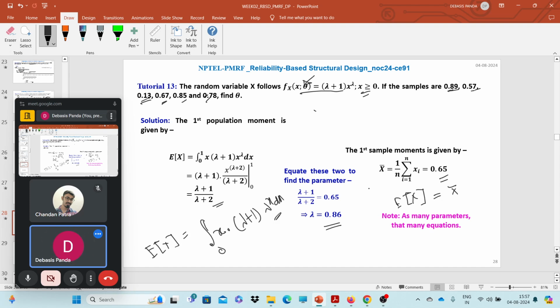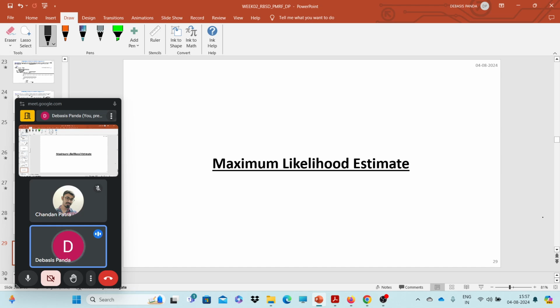Do you have any doubt regarding the method of moments? Otherwise we'll move to the next method to calculate the maximum likelihood estimate. Let's quickly go back and see if you have any doubt, so we can discuss, or else we move towards our maximum likelihood estimate. Do you have any doubt?